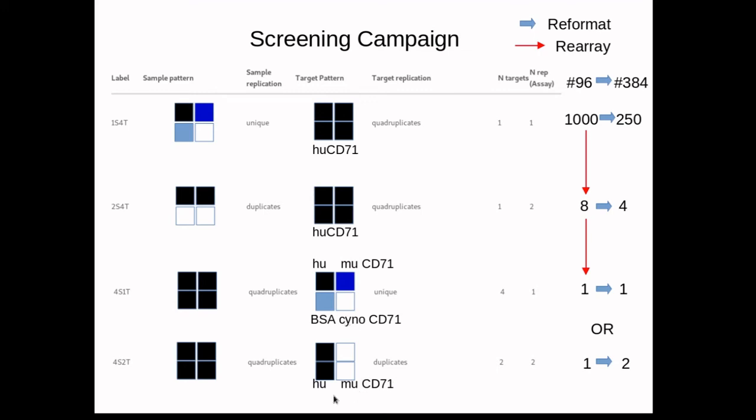Another option would be to coat only 2 of the antigens in duplicate. This would give us within plate replicates. We'd have to run this experiment twice, with the second run being the negative control and cyno CD71. And likewise, we could run each of these plates multiple times, generating higher order replication.